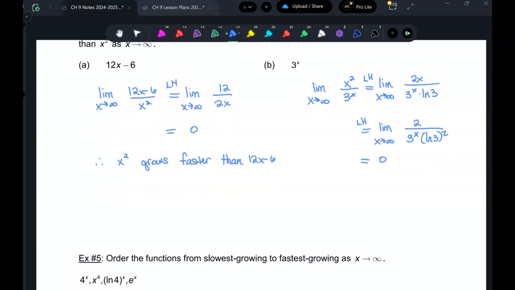The derivative of a ln of a number is just ln of a number? No, because it's a constant. So it would be natural log of 3 times another natural log of 3. So I just put natural log of 3 squared. It's just going to be a coefficient, so it doesn't really matter. The fact that we are going to keep getting 3 to the x on the bottom tells us that's going to grow faster. So therefore, x squared grows slower.